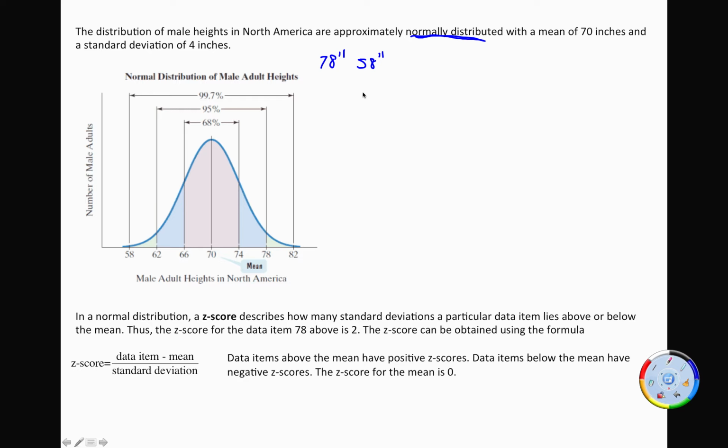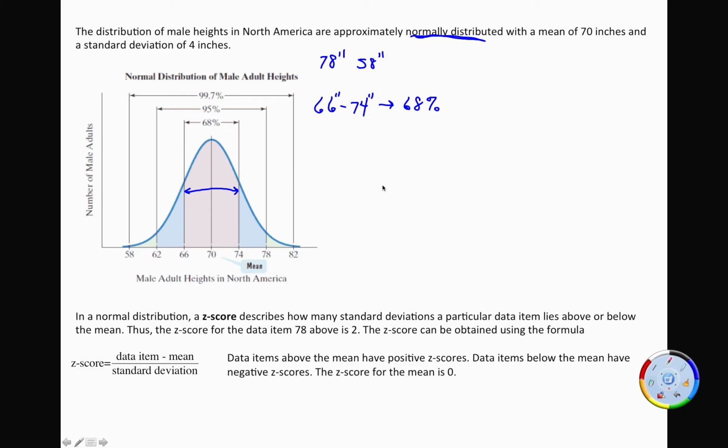If I wanted to find the percentage of men in North America with heights between 66 and 74 inches, well, I look here, and that's this, between 66 and 74 inches. Oh, I know that that's 68% of all the males' heights are between 66 and 74 inches.